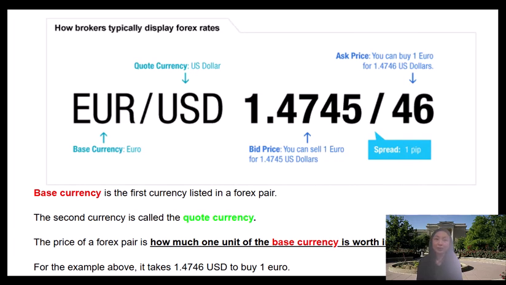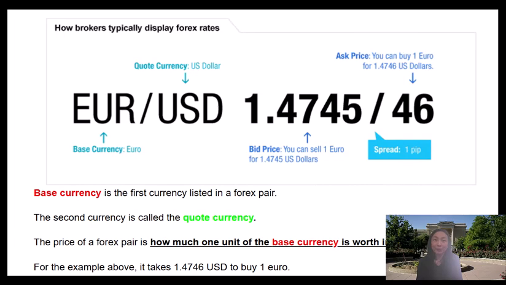This quote tells us how many US dollars it takes to buy 1 euro. The numbers are expressed in terms of USD per EUR. That is, you can sell 1 euro for 1.4745 or buy 1 euro for 1.4746. So why are there two different prices? Because of the bid-ask spread.